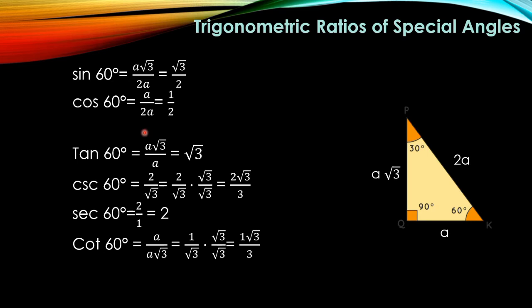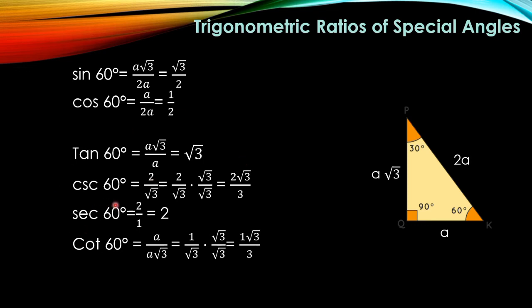Next, cosine 60 degrees. Cosine is adjacent over hypotenuse. The adjacent side of 60 degrees is A. So, that is A over 2A. Cancel again A. So, matitira sa taas ay 1. So, that is 1/2. Next, tangent 60 degrees. Tangent is opposite over adjacent. So, opposite is A the square root of 3 over A. Cancel A. So, matitira ay the square root of 3.